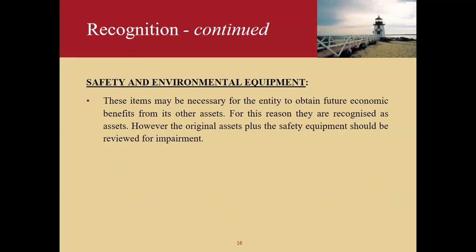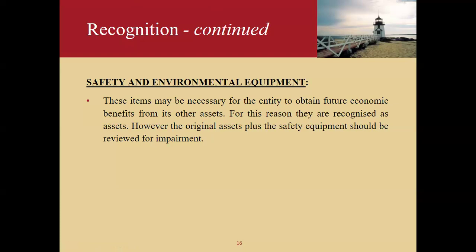There is also safety and environmental equipment. This may be necessary for the entity to obtain future economic benefits from other assets. For this reason, they are recognized as assets. However, the original assets plus the safety equipment should be reviewed for impairment.